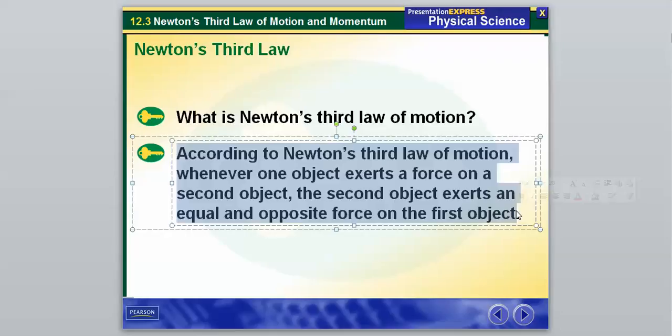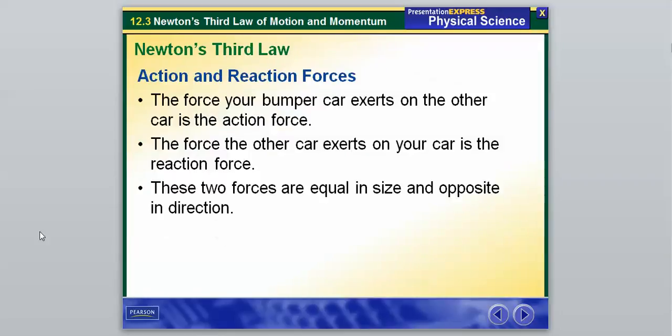So if bumper car A hits bumper car B, bumper car A exerts a force on bumper car B, and vice versa, bumper car B is going to exert a force on bumper car A. So again, when two things hit, they exert equal and opposite forces on one another. And this is kind of known as an action and reaction force.